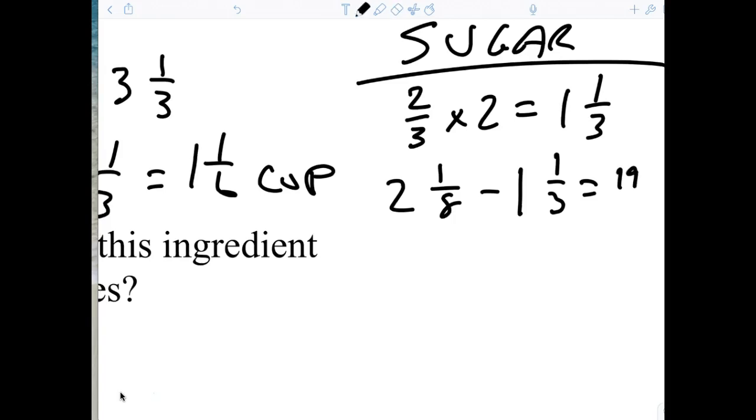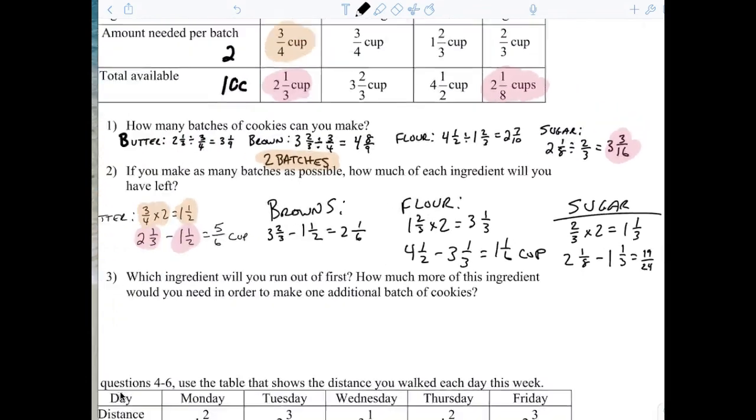Yeah, I don't think it's wrong. All right, it can look weird. 19 over 24. All right. Does anybody have any questions with that? Anybody have any questions? All right. That's just a good way of getting you used to using your calculator. All right. Now, the final question.